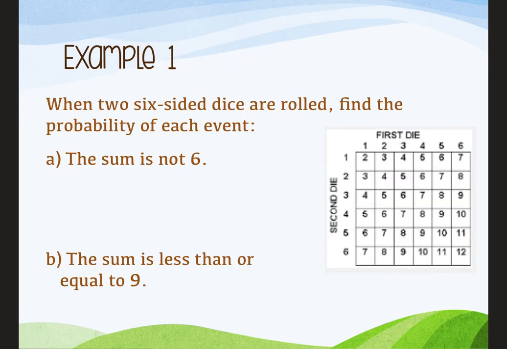The reason you would use it is something like this. So here's our 6-sided die again. It says when 2 6-sided dice are rolled, find the probability of each event. In A, it says the sum is not 6. So if I wanted to find where the sum is not 6 without using the complement, I would have to count all the boxes that were not 6. You see that? If I use the complement, then I can count the number of boxes that are 6 and then subtract it from 1.